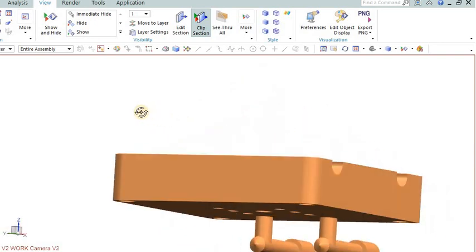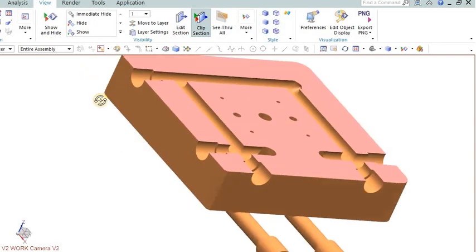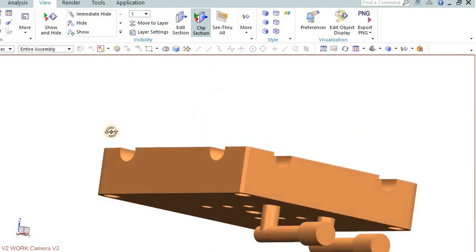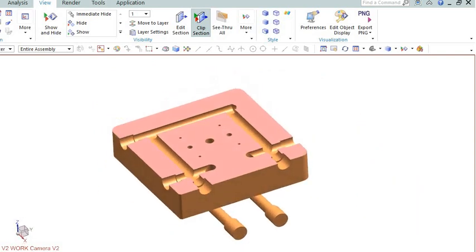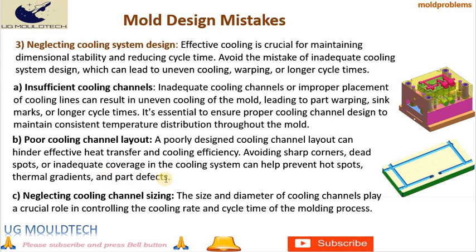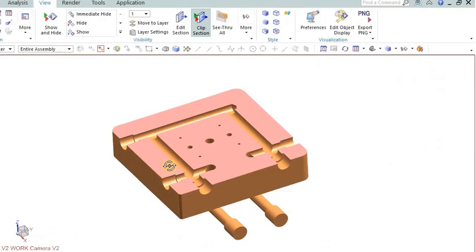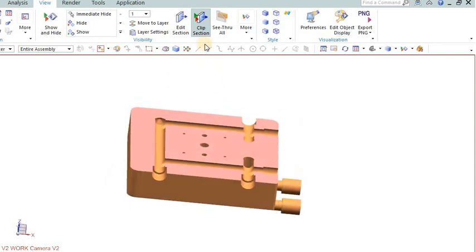B. Poor cooling channel layout. A poorly designed cooling channel layout can hinder effective heat transfer and cooling efficiency. Avoiding sharp corners, dead spots, or inadequate coverage in the cooling system can help prevent hot spots, thermal gradients, and part defects. C. Neglecting cooling channel sizing. The size and diameter of cooling channels play a crucial role in controlling the cooling rate and cycle time of the molding process. Incorrectly sized cooling channels can result in insufficient cooling, longer cycle times, or inconsistent part quality.